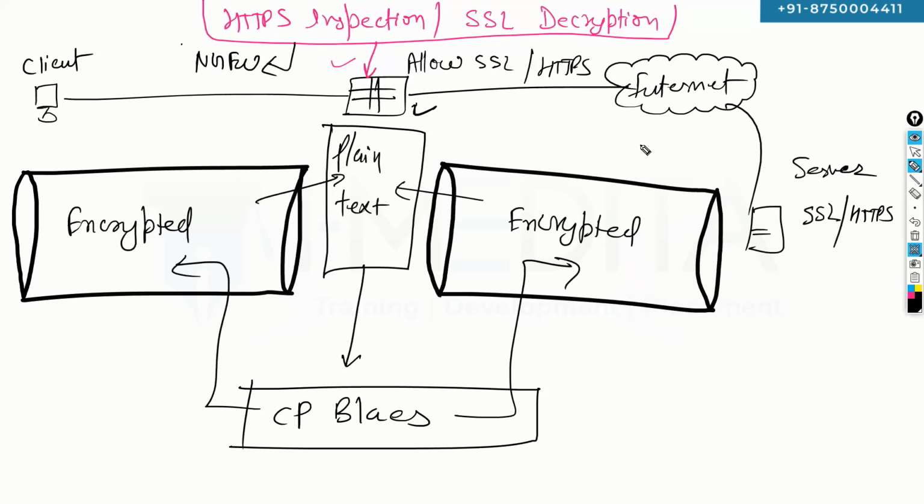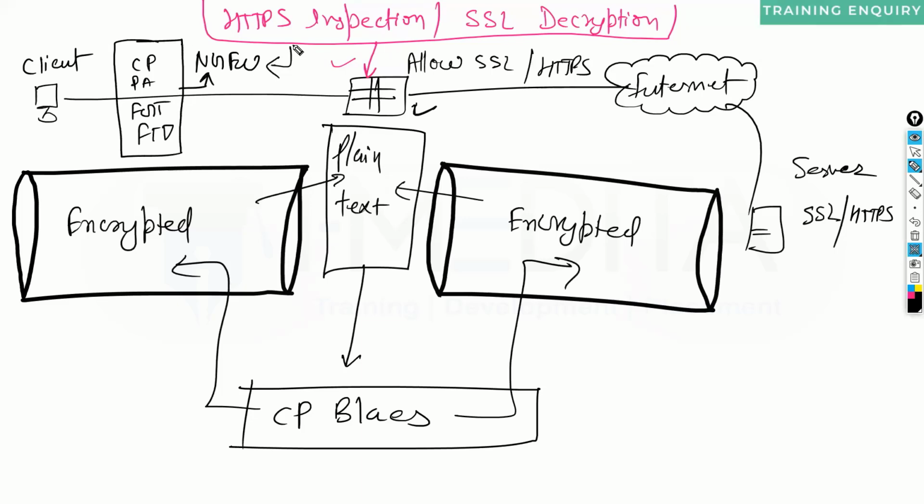Next generation firewalls have the capability of HTTPS inspection or SSL decryption, and there are 3 or 4 vendors in the market: Checkpoint itself, Palo Alto itself, FortiGate firewall, and Cisco FTD. These 4 vendors' firewalls are next generation firewalls, and they can provide you HTTPS inspection or SSL decryption, using which you can see what is going under the SSL tunnel and you can control that. So this was something about HTTPS inspection.